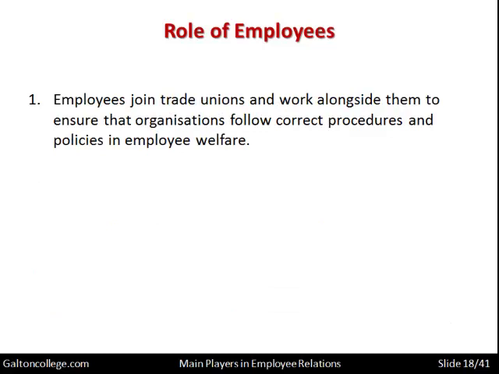They can, of course, join trade unions and work alongside them to ensure that the organisation follows correct procedures and policies in employee welfare. Trade unions have an excellent knowledge of good practice. They know what other organisations are doing. They facilitate the flow of information about employee relations and about what's happening in different organisations. So the trade unions can give expert opinion to the employees as to whether what's on offer from the organisation is good or not so good, or how it matches up against other organisations.